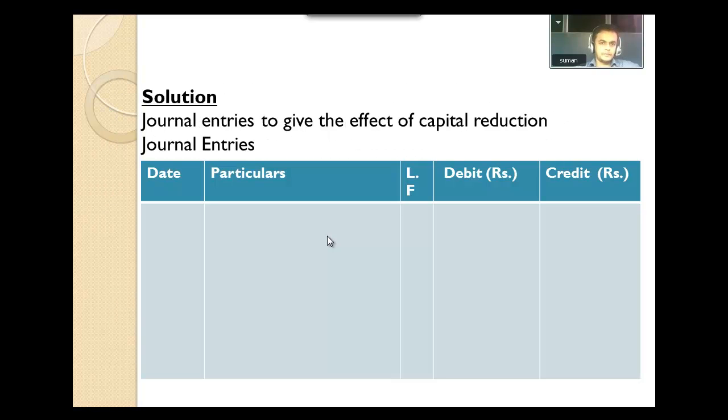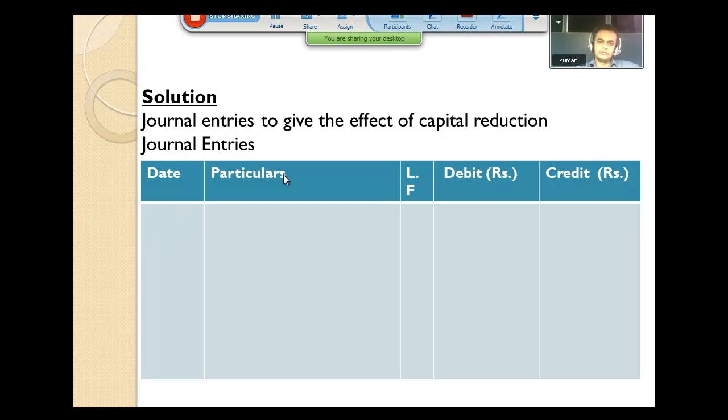The first step is to pass journal entries. This is the format of a journal entry. It consists of 5 columns. The first column is the date column, next is the particulars column, the third column is the ledger folio, the fourth column is debit, and the fifth column is credit.